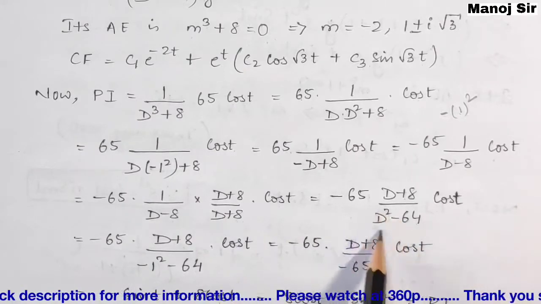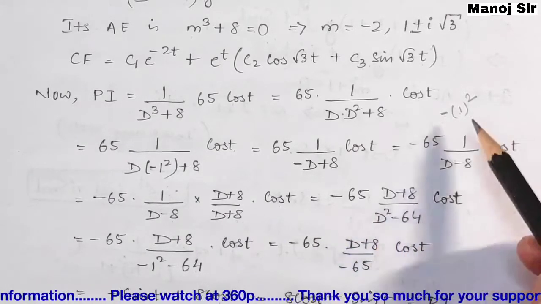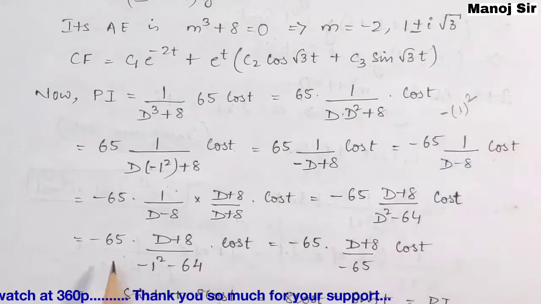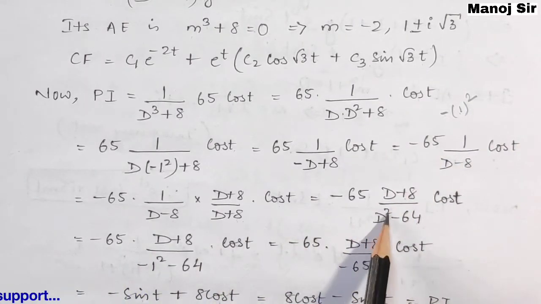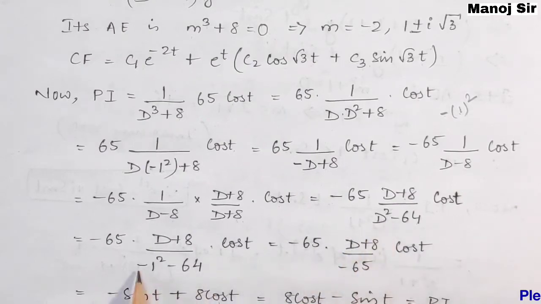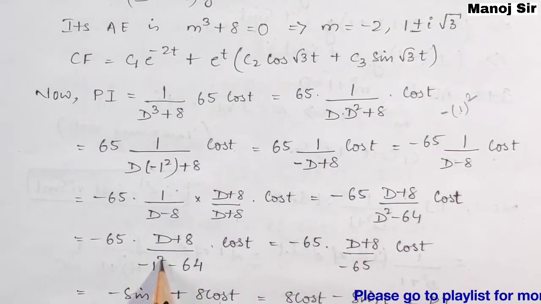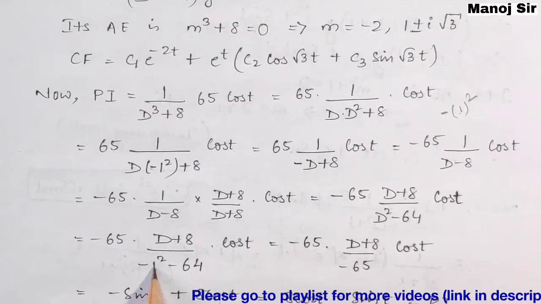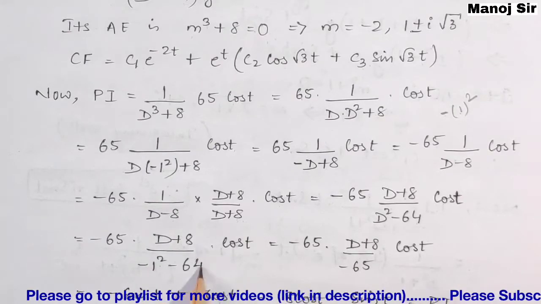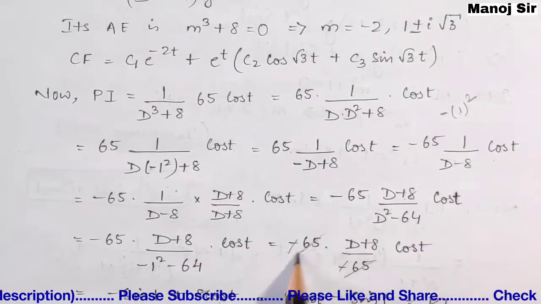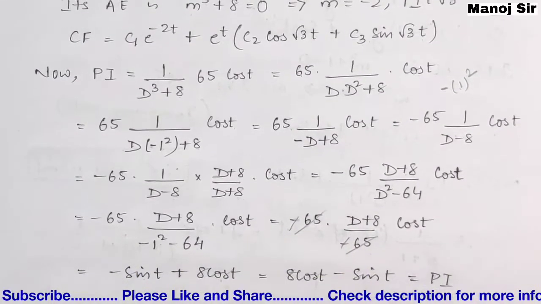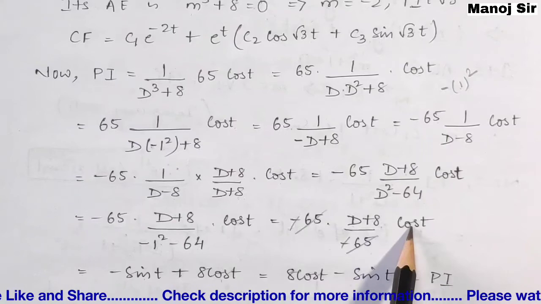Now again we have D square here, so in place of D square we are going to write minus of 1 square. So minus 65 as it is, D plus 8 as it is. Instead of D square we write minus of 1 square. 1 square is 1 and minus of 1 is minus 1. So minus 1 minus 64 will become minus 65. Negative negative gets cancelled, 65 again gets cancelled. So what is left here is D plus 8 into cos t.